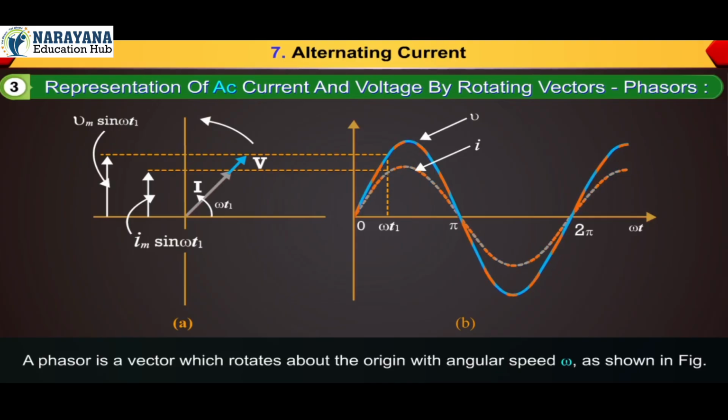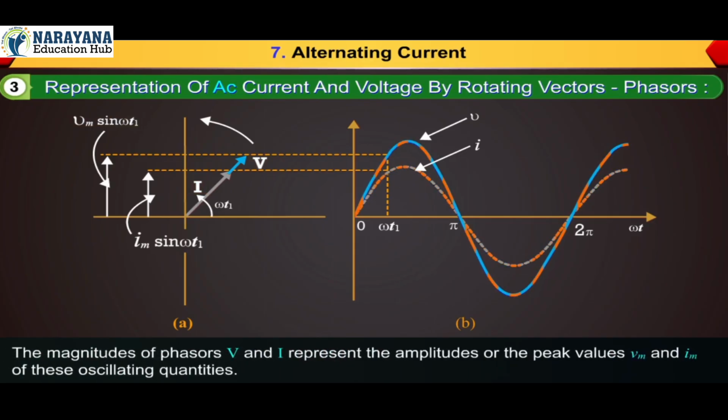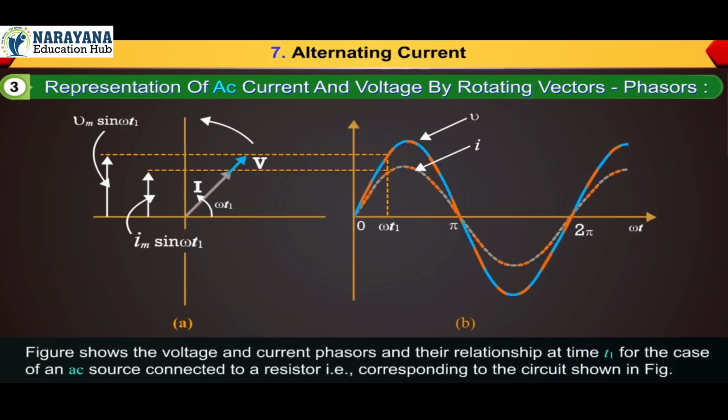A phasor is a vector which rotates about the origin with angular speed omega, as shown in the figure. The vertical components of phasors V and I represent the sinusoidally varying quantities v and i. The magnitudes of phasors V and I represent the amplitudes or the peak values Vm and Im of these oscillating quantities.